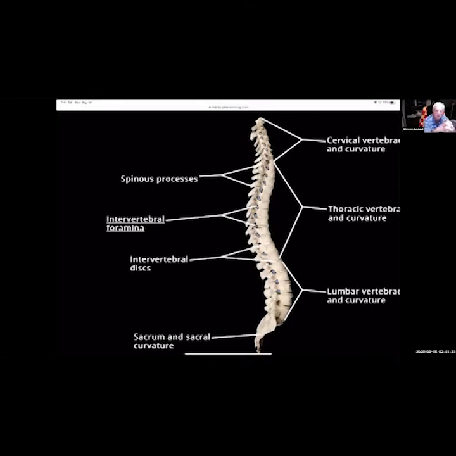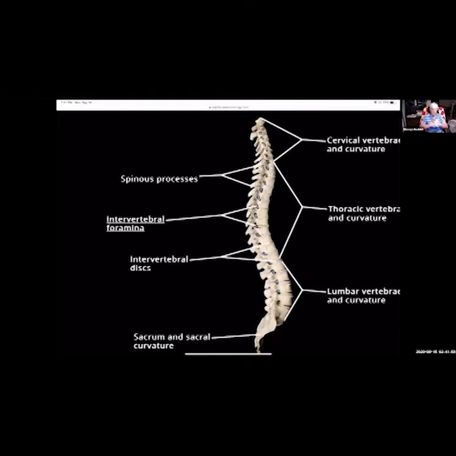You have your intervertebral discs. Those occur between every vertebra, and those are not fluid filled. They're cartilaginous pads that help protect the vertebrae from shock from jumping or running or bouncing. Then you have the sacrum, or the sacral curvature. Remember, there are 4 curves of the spine: cervical, thoracic, lumbar, and sacral. Those curves allow you to balance and to walk.